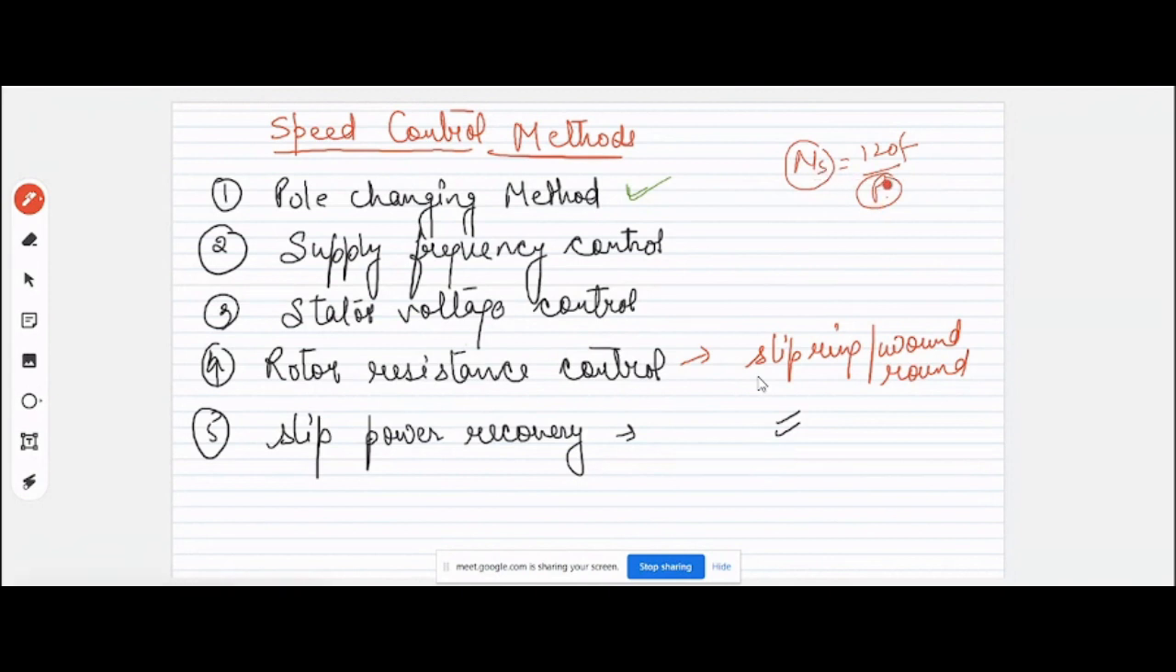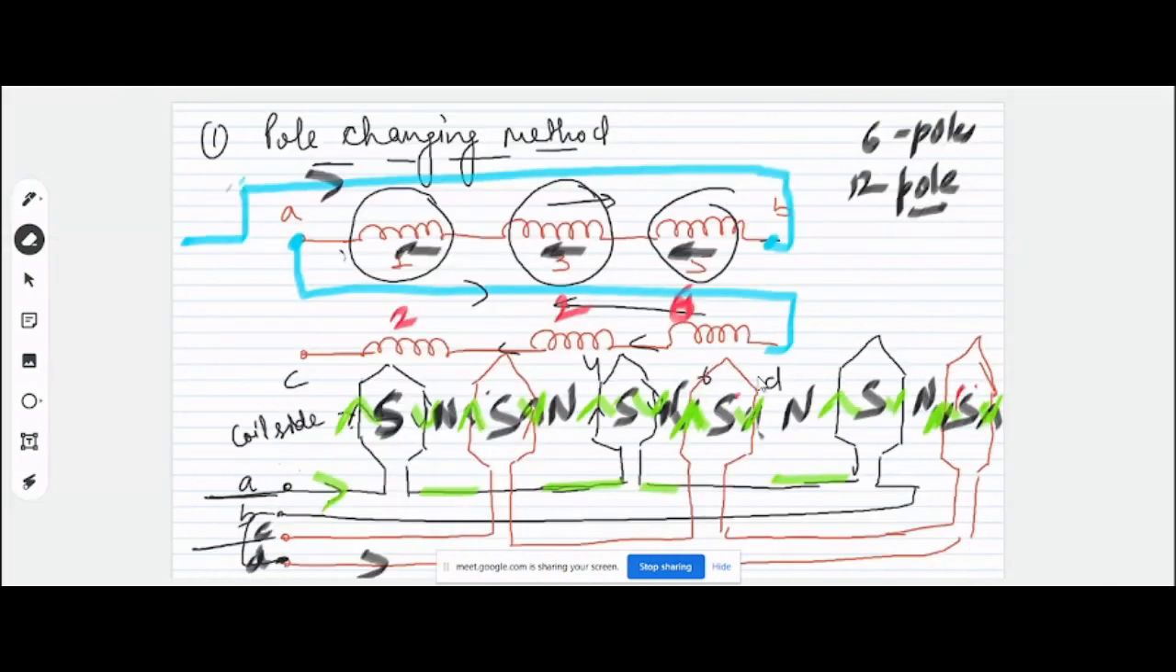Obviously, these poles will be increased or decreased in discrete steps because poles occur in pole pairs. We may have two poles, four poles, or six poles. So the poles will be in even numbers only; we cannot have an odd number of poles. Correspondingly, the speed will also be in steps corresponding to these poles. Is this fine, everyone? Say yes or no. Yes, sir.